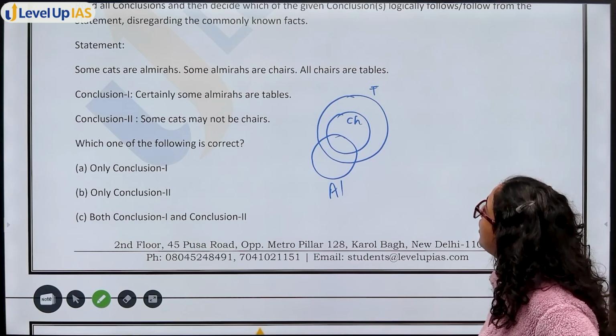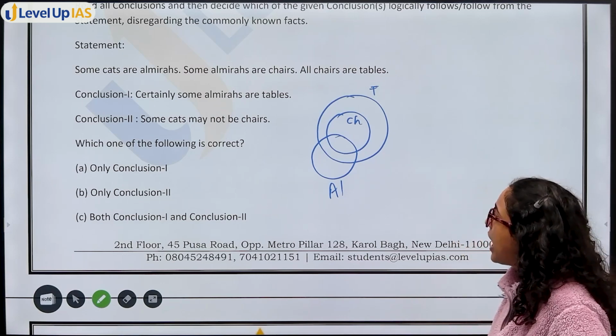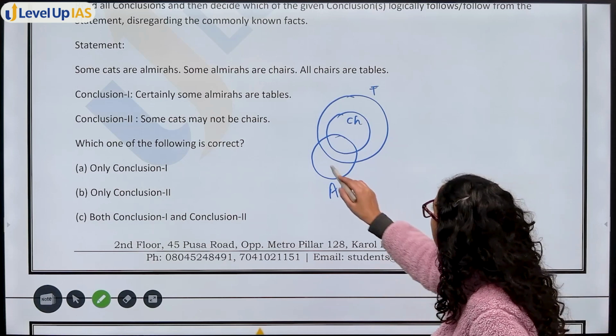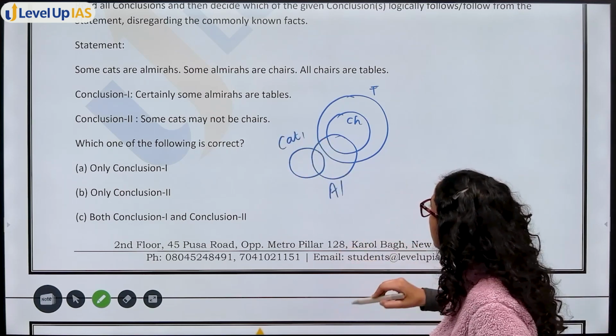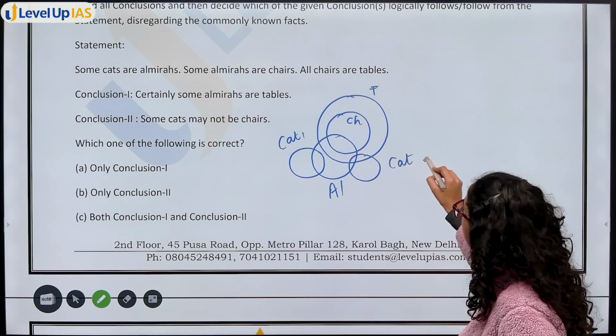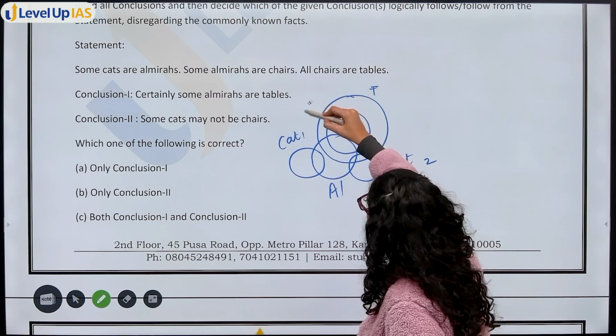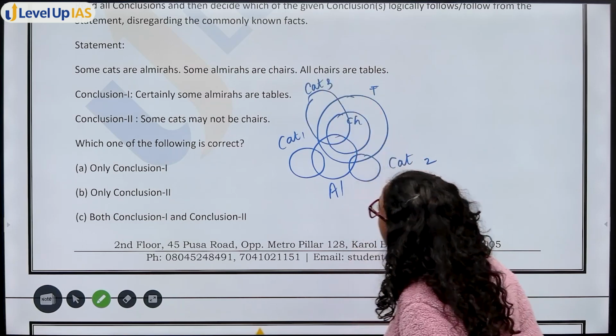Then you have some cats are almiras. Okay. So again, here you can have this case, cat 1. Okay? Some cats are almiras. You can have this case, cat 2. Then you can have this case also, cat 3. Okay? Do it like this.